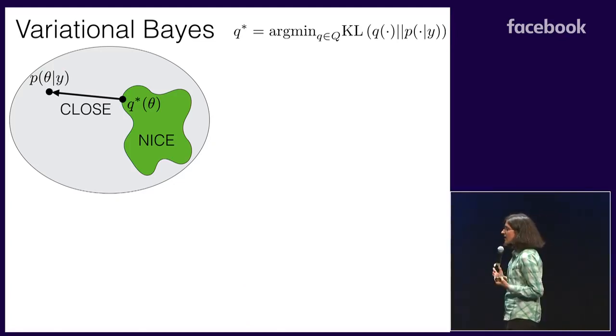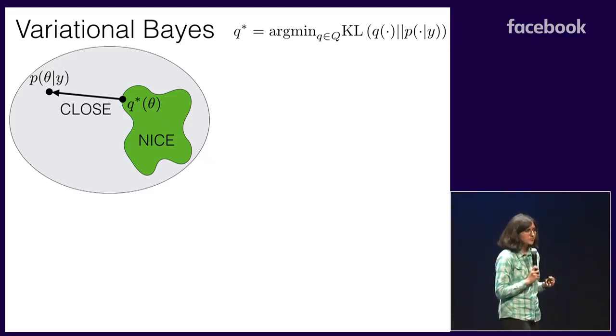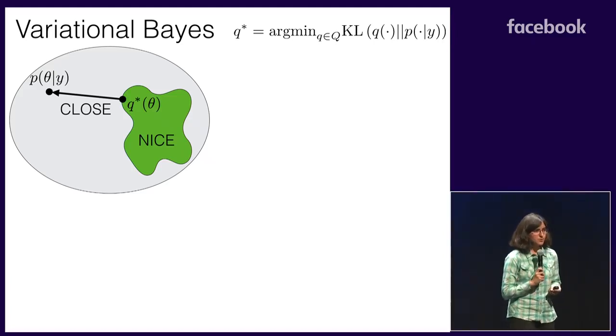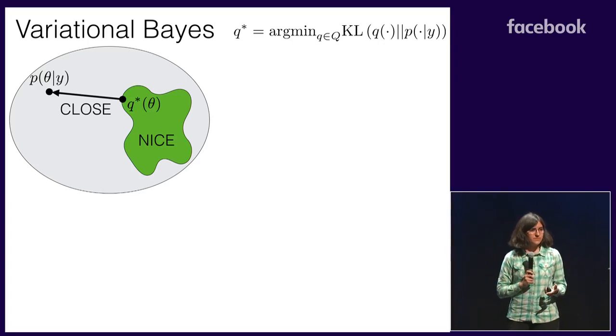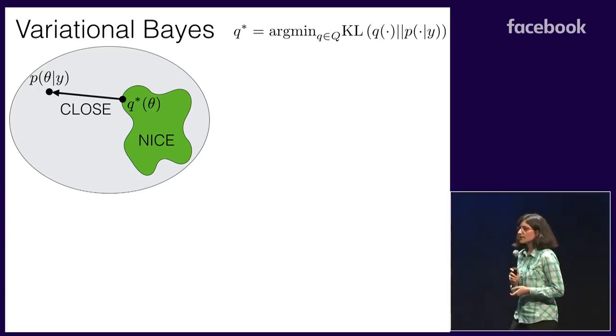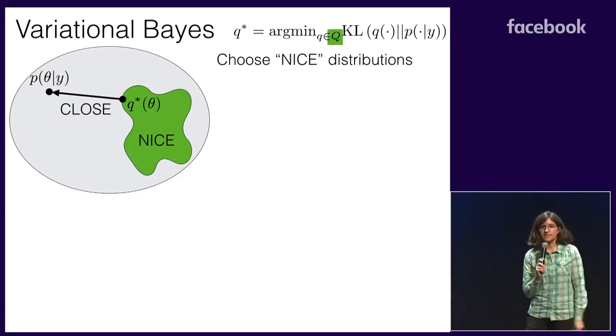So let's think back to ourselves. What was the goal of nice distributions? What were we trying to accomplish with nice distributions? Well, we were trying to report means and variances. So what types of distributions let you report means and variances? So let's think about how we are going to choose these nice distributions Q.